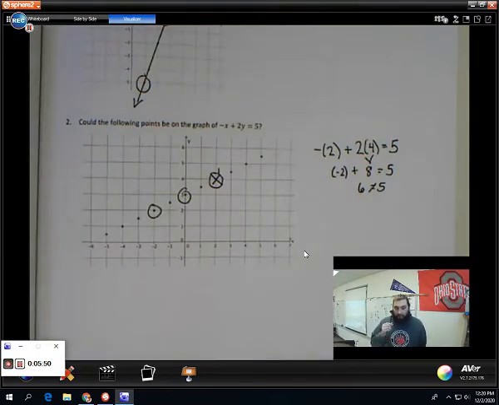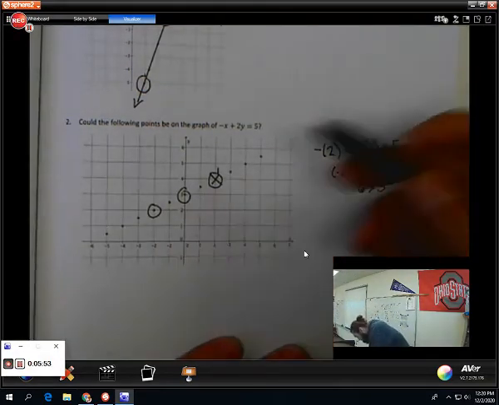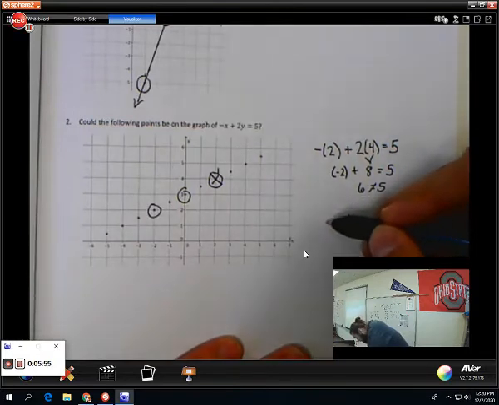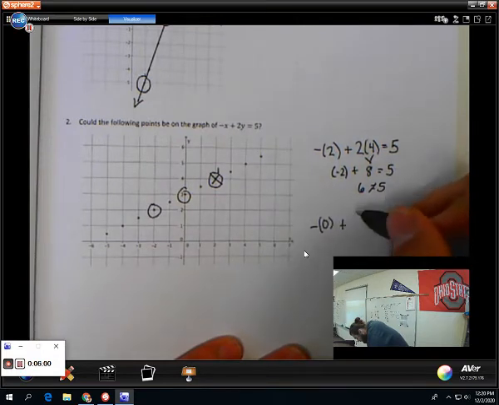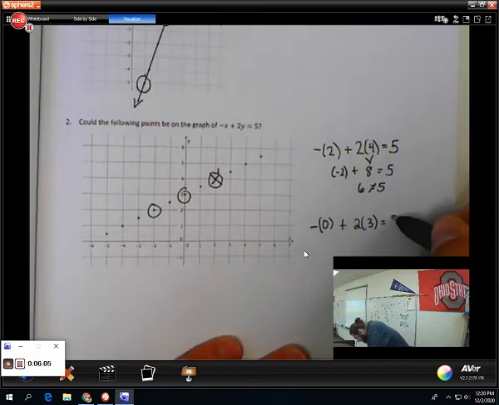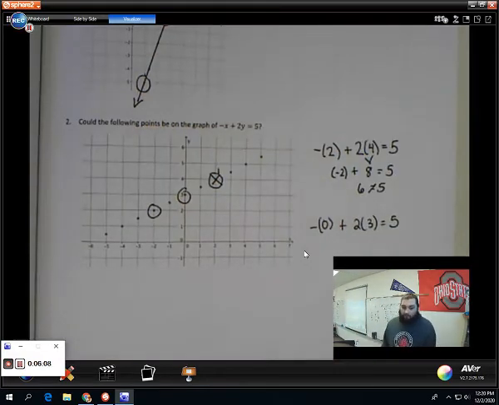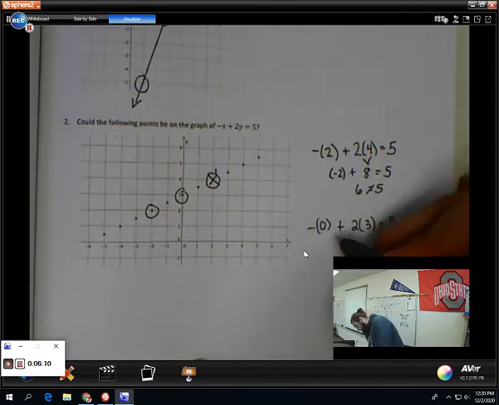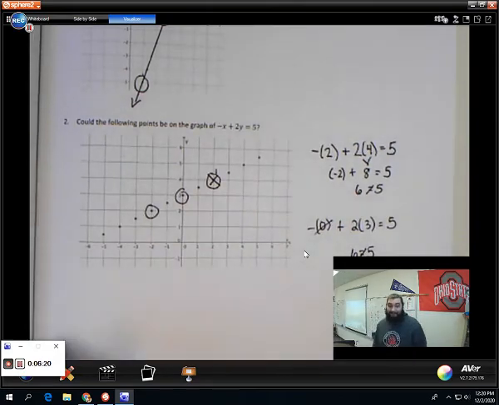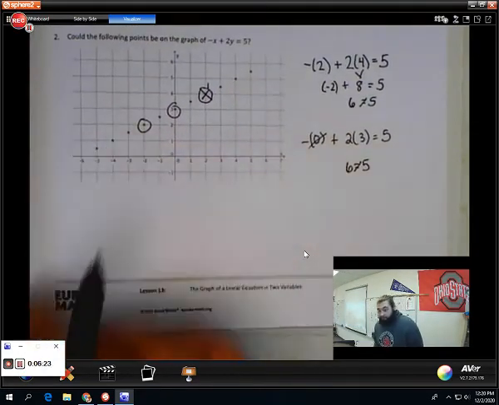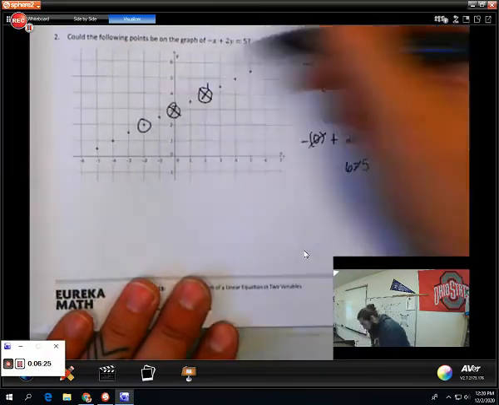Let's check the other one, (0, 3). Let's give this one a shot. So we're going to take 0, put it in parentheses, put it in front of a negative, plus, and then our y value is 3, so that's 2 times 3 is equal to 5. Hopefully we can see where this is going. A negative 0 is just a 0, so that's going to be nothing, and then 2 times 3 is going to be 6. 6 is equal to 5. It is not. 6 is not equal to 5. So this one is also not going to work.